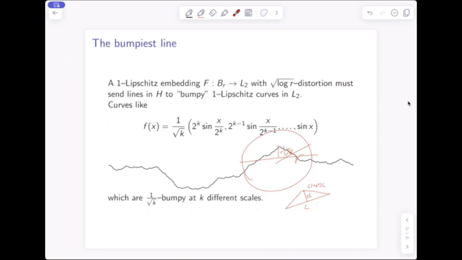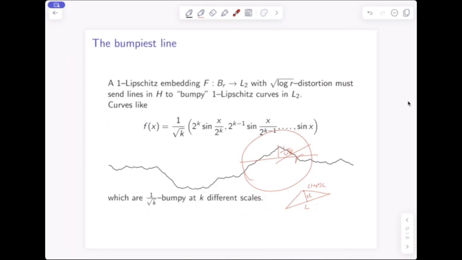And that's kind of the best you can do, because if you try to make it bumpier, or if you tried to increase the number of scales for the perturbation, the length would start to explode. So this is basically the bumpiest curve that you can get for a given length. It's okay so far? Okay. So then we can ask, okay, so this is the bumpiest line you can draw.